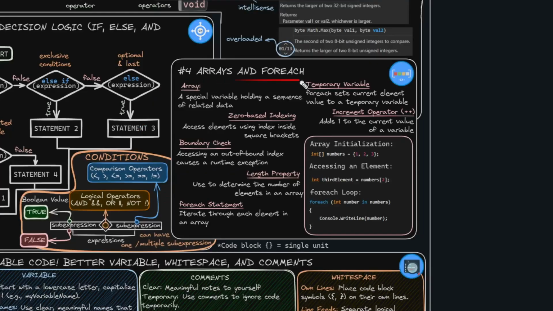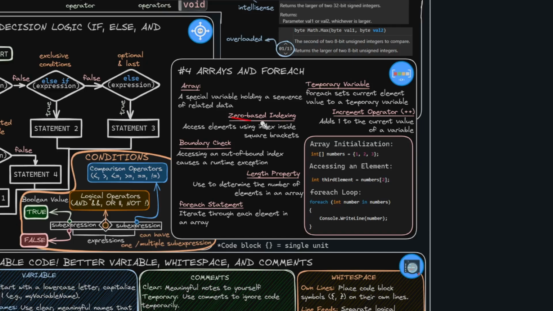Okay, it's array now. I used to hate array related things, but right now I love it. So, essentially, what is an array? Think of an array as a special container that holds a sequence of related data. It's like a row of lockers, each one storing a piece of information.